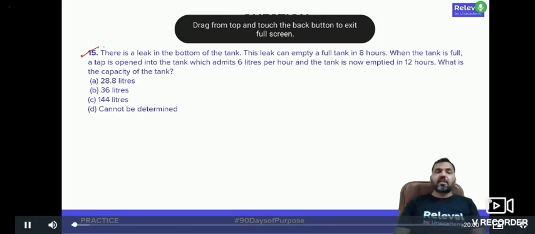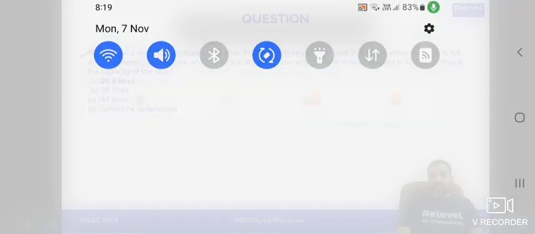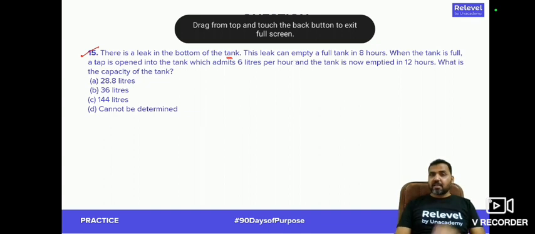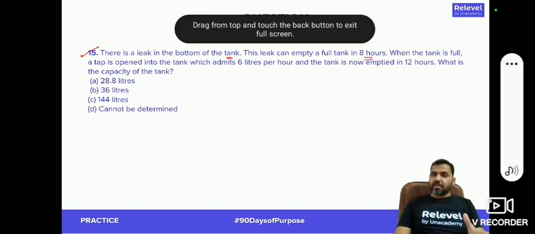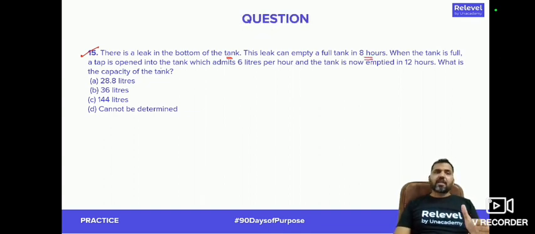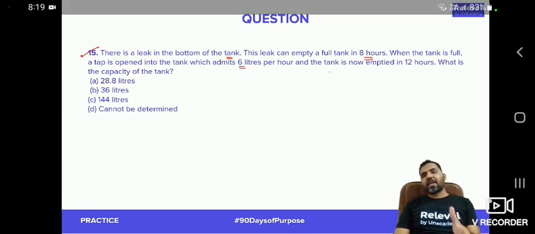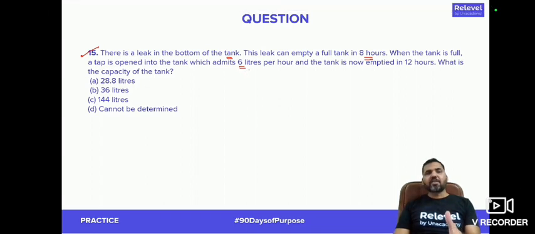15. It says that there's a leak in the bottom of the tank. This leak can empty a full tank in 8 hours. When the tank is full, a tap is opened into the tank, which admits water at a speed of 6 liters per hour, and the tank is now emptied in 12 hours. What is the capacity of it?